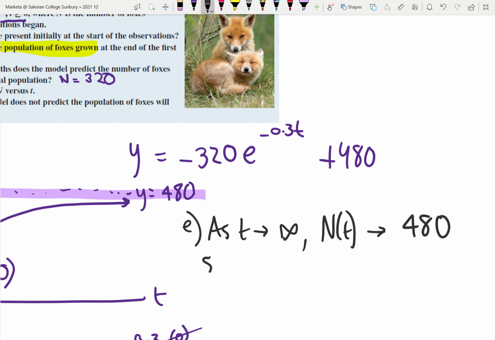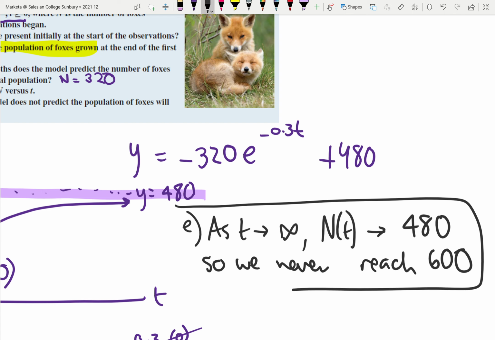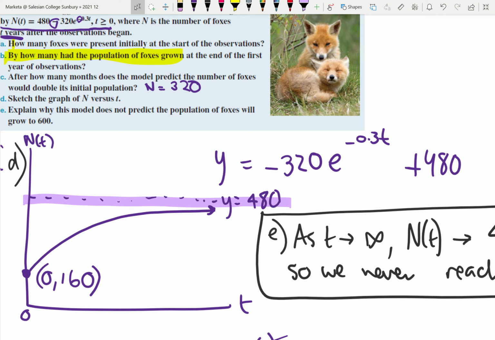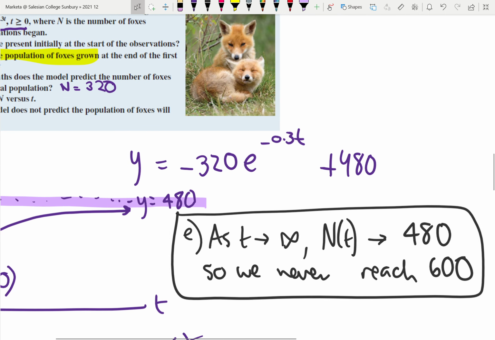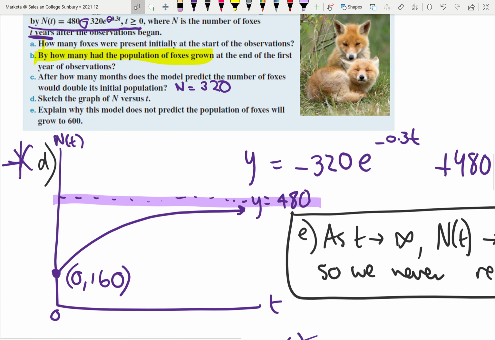So we never reach 600. You could explain that in a number of ways. I'm not sure how they do it in the book, but you could say there's an asymptote at y equals 480, so therefore the maximum number of foxes reached will never quite be 480. But I think this is most mathematical to do it like this. So as your t value approaches infinity, so the higher you go in time, your number of foxes would approach 480. So I believe that is it for the worked examples of applications.